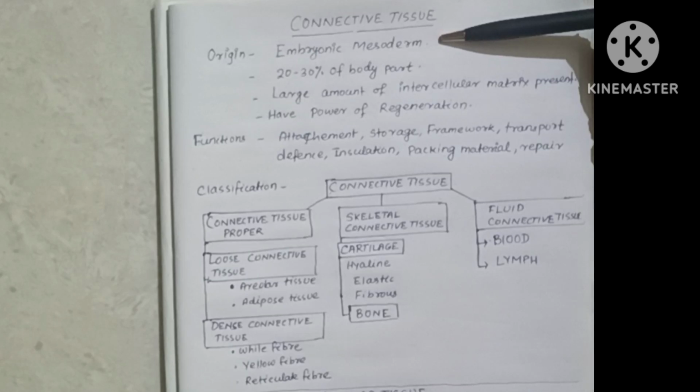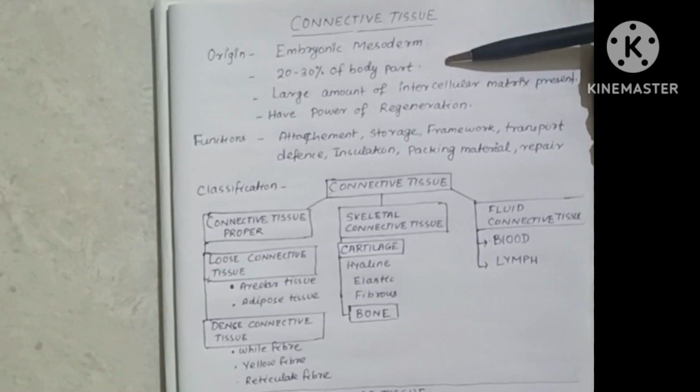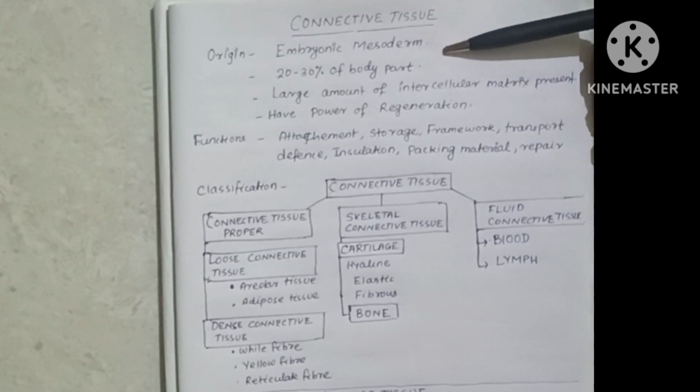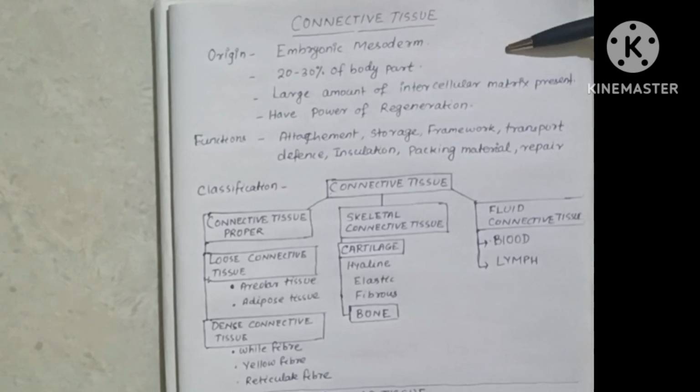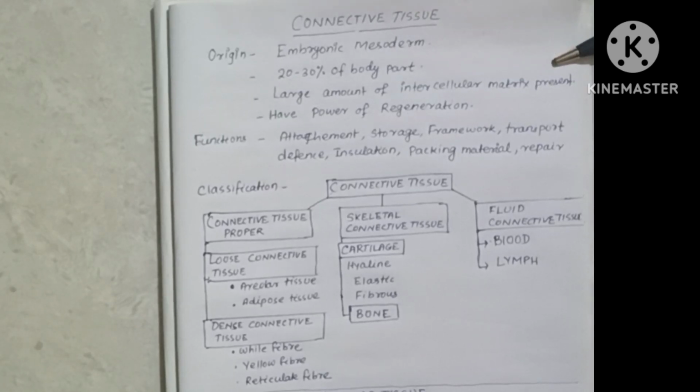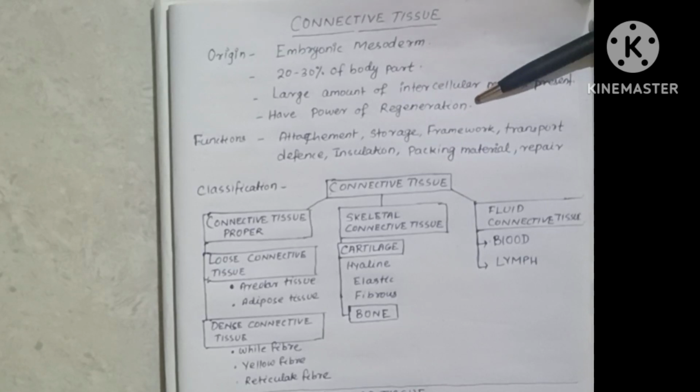It is of mesodermal origin. About 20 to 30% of our body is connective tissue, which is the maximum amount of any tissue present in the body. A large amount of intercellular matrix is present. So connective tissue has a high power of regeneration.